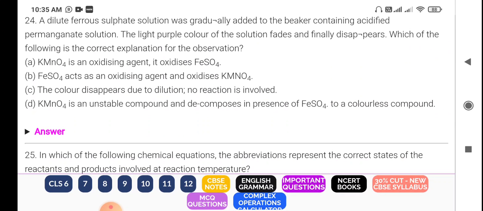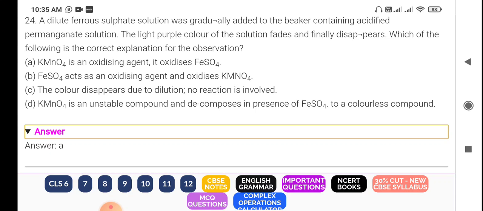24th. A dilute ferrous sulfate solution was gradually added to a beaker containing acidified permanganate solution. The light purple color of the solution fades and finally disappears. Which of the following is the correct explanation for the observation? Potassium permanganate is an oxidizing agent, as it oxidizes FeSO4, ferrous sulfate. Ferrous sulfate acts as an oxidizing agent and oxidizes potassium permanganate. The color disappears due to dilution. No reaction is involved. KMnO4 is an unstable compound and decomposes in the presence of ferrous sulfate to a colorless compound. Okay, A is the correct answer.